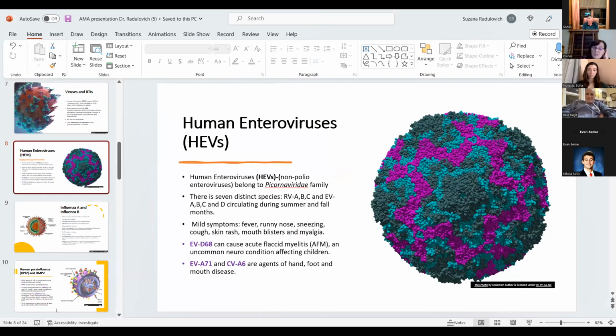There are rare descriptions of EV-D68 enterovirus that caused, in kids, a neurological condition, acute flaccid myelitis. You are probably more familiar with the agents of hand, foot, and mouth disease, mostly in kids, EV-A71 and CV-A6, although we have seen a few cases in the adult population as well.